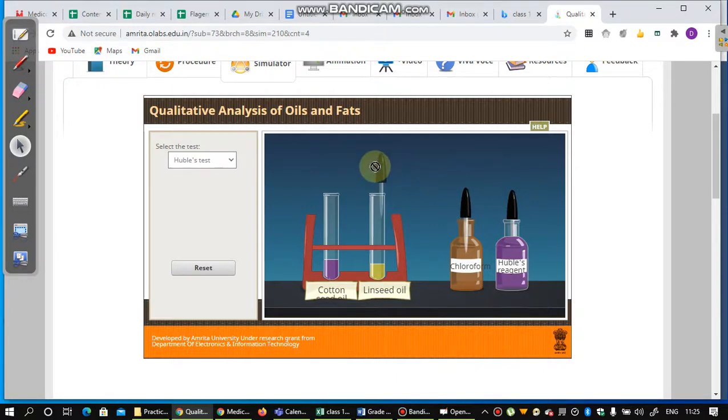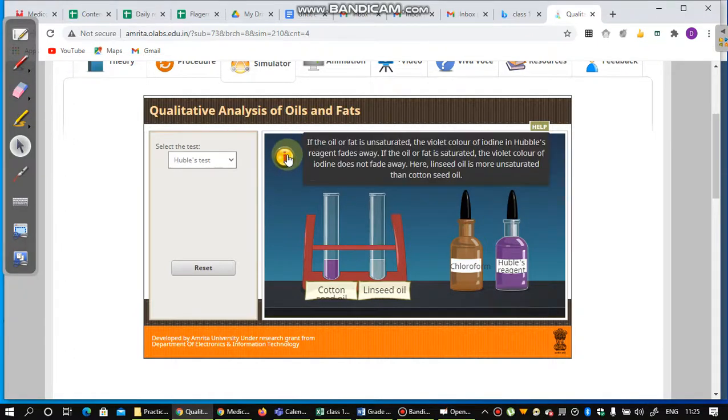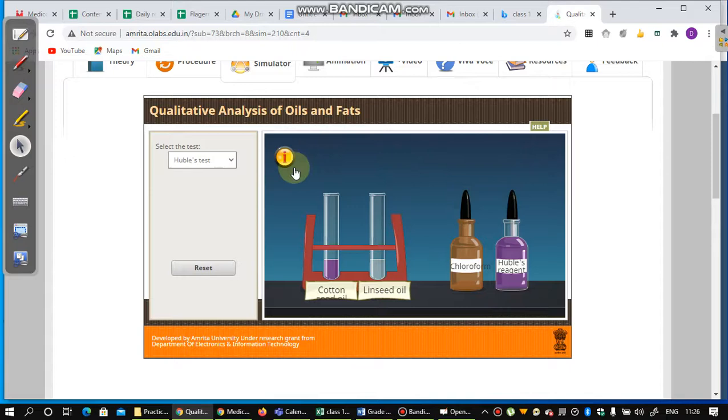Now, what we do? We take chloroform and put it in the linseed oil. Again shake it. And then put the Hubl's reagent. So what we have seen over here is, if the oil or fat is unsaturated, the violet color of iodine in Hubl's reagent fades away. If the oil or fat is saturated, the violet color of iodine does not fade away. This shows that linseed oil is more unsaturated compared to the cotton seed oil.